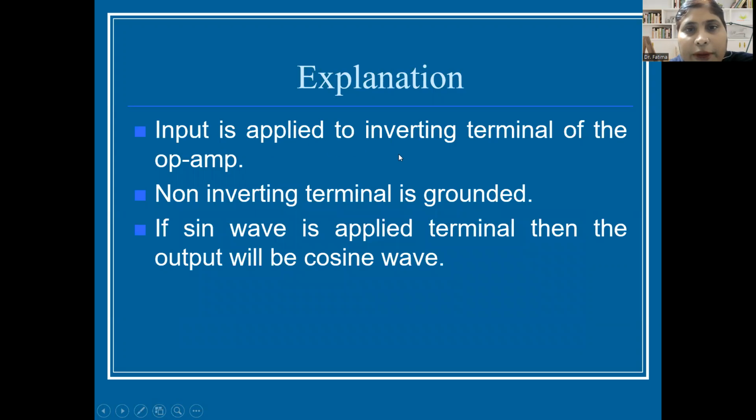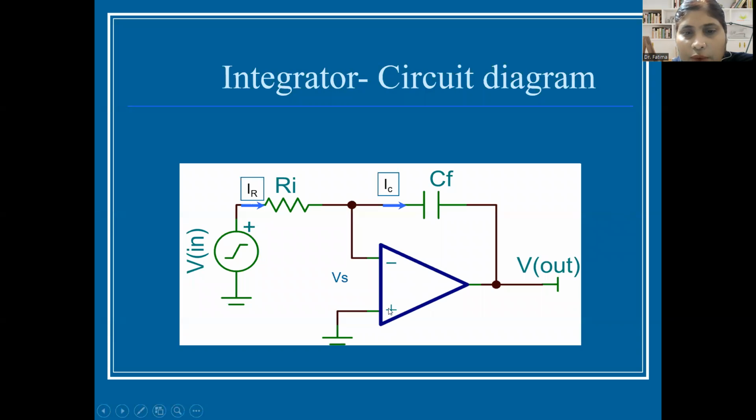So the input is applied to the inverting terminal of the op-amp and the non-inverting terminal is grounded, as you can see here. If the input signal is a sine wave, then the integration of the sine wave is a cosine wave. So the output from the circuit will be cosine.